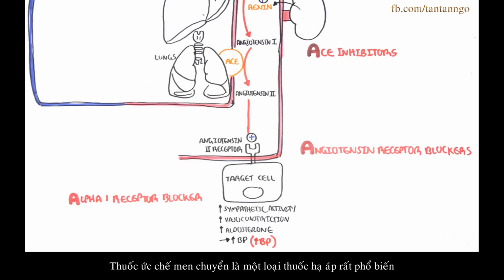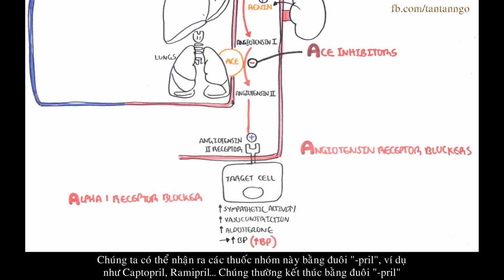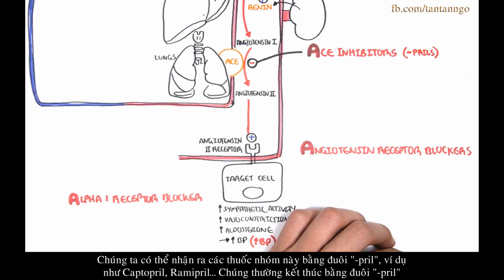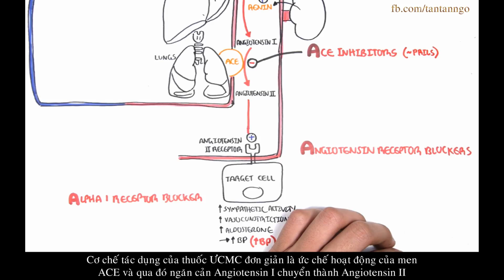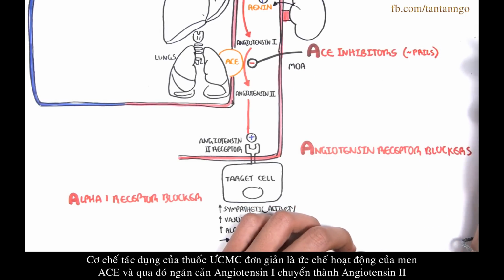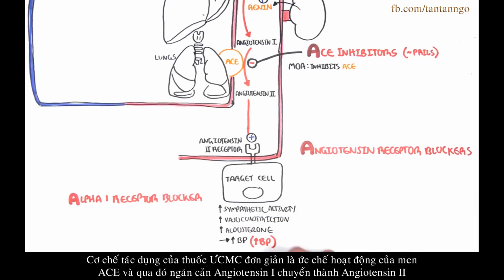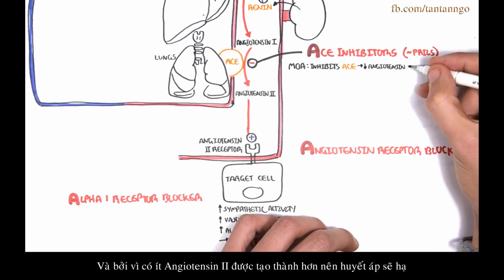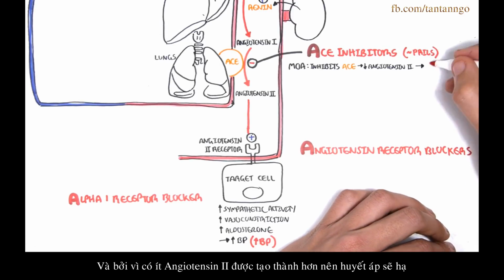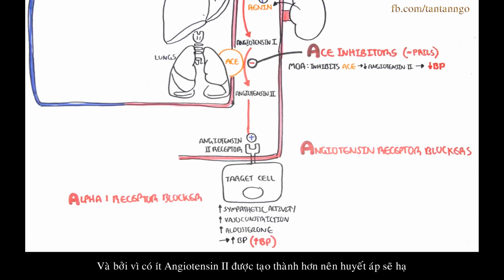ACE inhibitors, or angiotensin converting enzyme inhibitors, are a very common antihypertensive. These medications can be remembered by the ending -pril. So for example, captopril, ramipril, they all usually end in -pril. The mechanism of action of ACE inhibitors is that they inhibit ACE, the membrane-bound enzyme, and so inhibit the conversion of angiotensin 1 to angiotensin 2. And because you have less angiotensin 2, you will have decreased blood pressure.